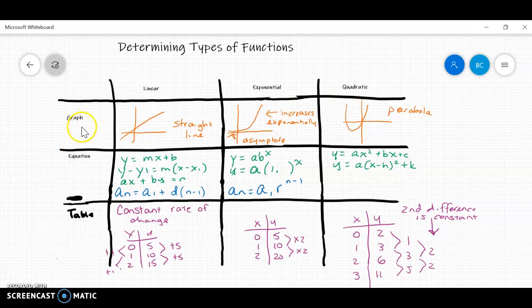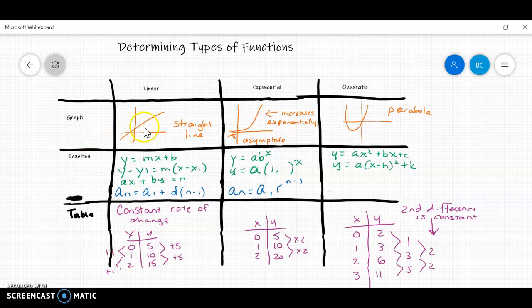We want to be able to determine what type of function it is from a graph, from an equation, and from a table. So again, I would recommend that you write this down and pause as often as you need to so that you're really thinking about the connections between all of them. So first, probably the easiest is that when we're looking at a graph, we want to be able to tell what type of function it is.